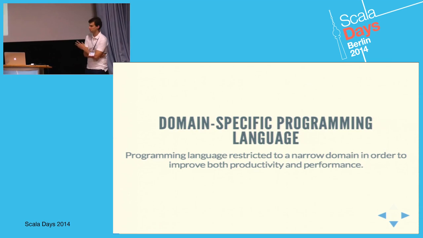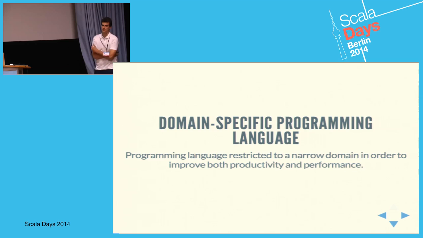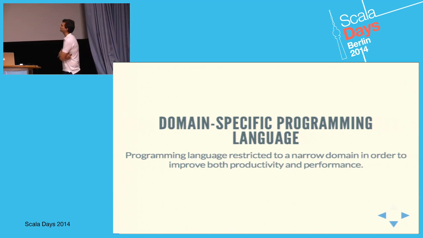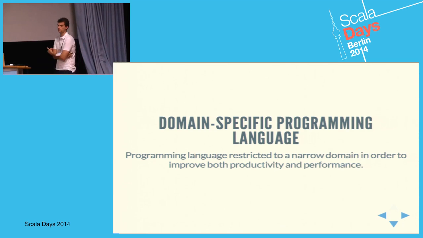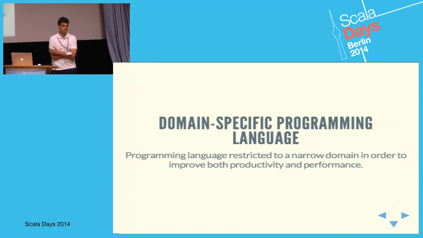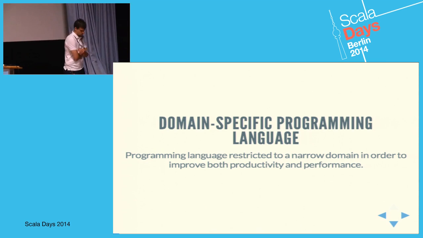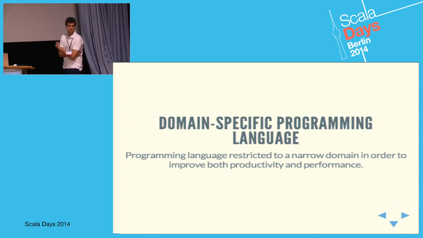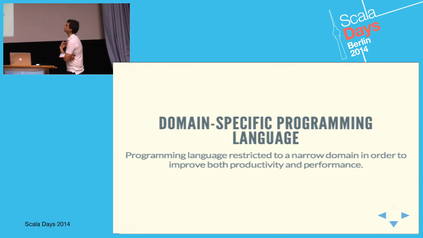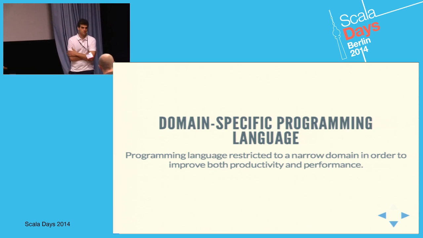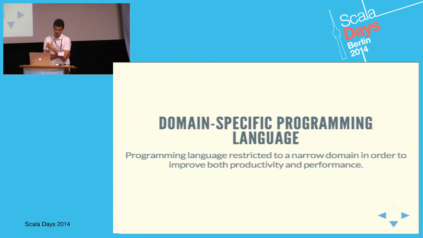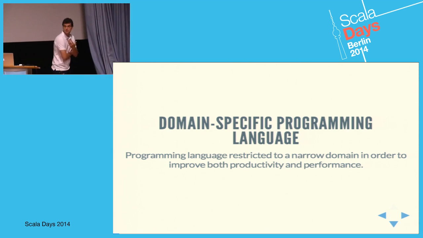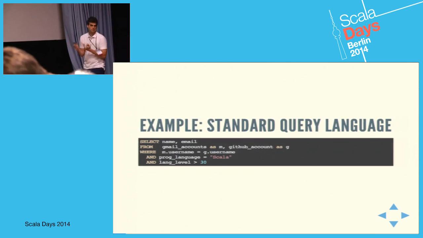Here we'll twist the definition a bit. We'll define the languages that we care about. In our context, a DSL is a programming language restricted to a narrow domain in order to improve both performance and usability, user-friendliness. So in this talk we don't really care about DSLs that just improve productivity, for example, like ScalaTest. You write your tests in a neat, concise way, but you don't care about performance. When you think about DSL in this context, think about SQL.